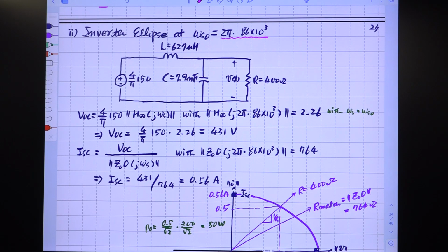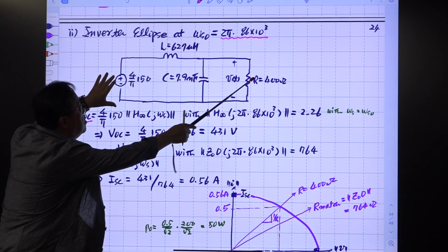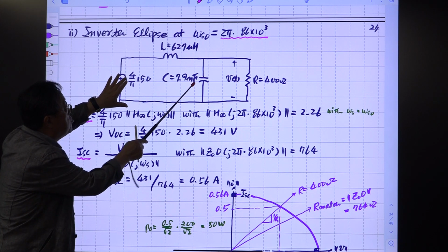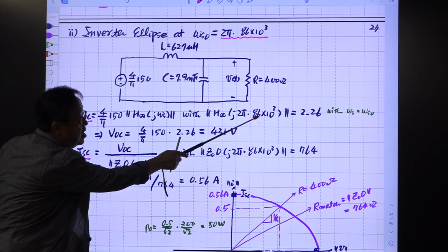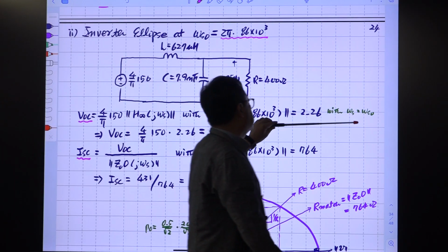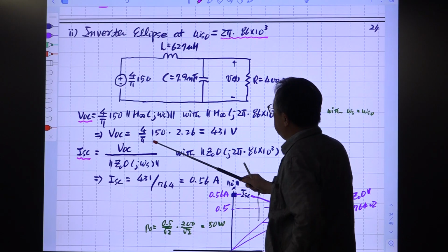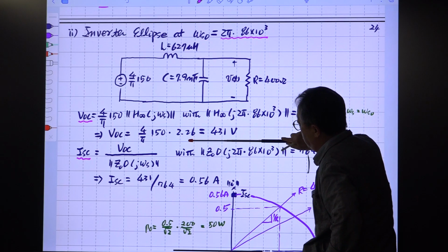Then we evaluate this open circuit voltage and the short circuit current. So the open circuit voltage is the magnitude of the sinusoid here. And the open circuit gain, where R is open, is the ratio between this and this reactance at this particular frequency. Then you evaluate this value, and this number turns out to be this. Then VOC is the multiplication of this number and this value.